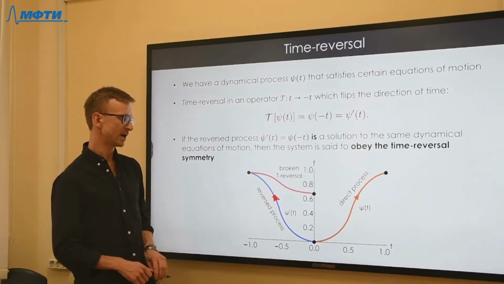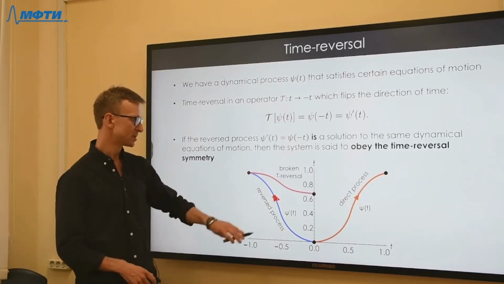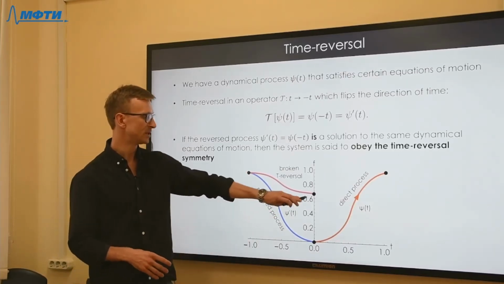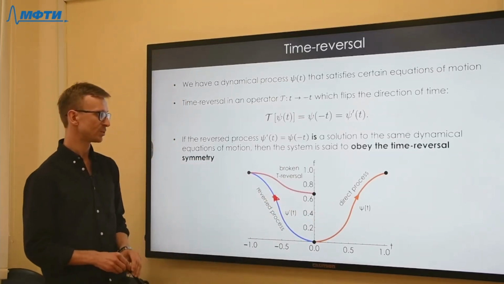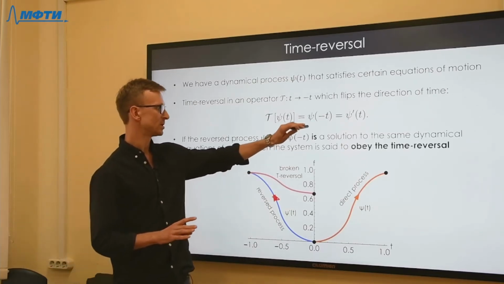But if it's not, and if we start, for example, from the same point, then this process is not a solution. And if you flip the time, we're going to obtain a completely different process, which is not a mirror version of the direct process. This system is not time reversal symmetric.